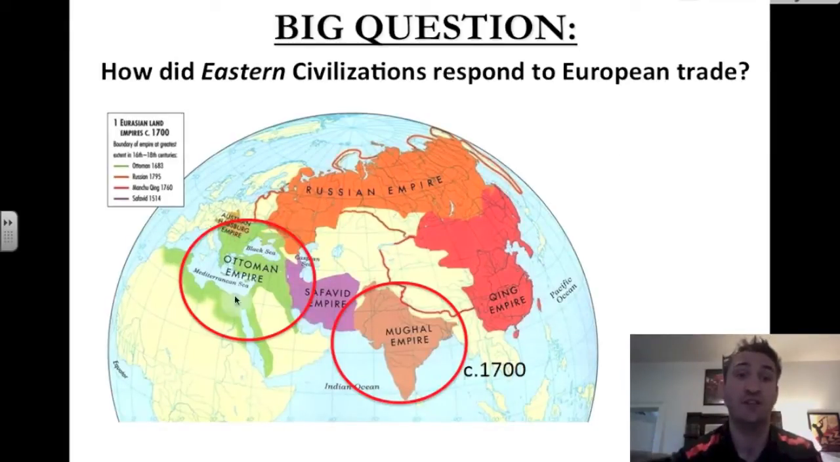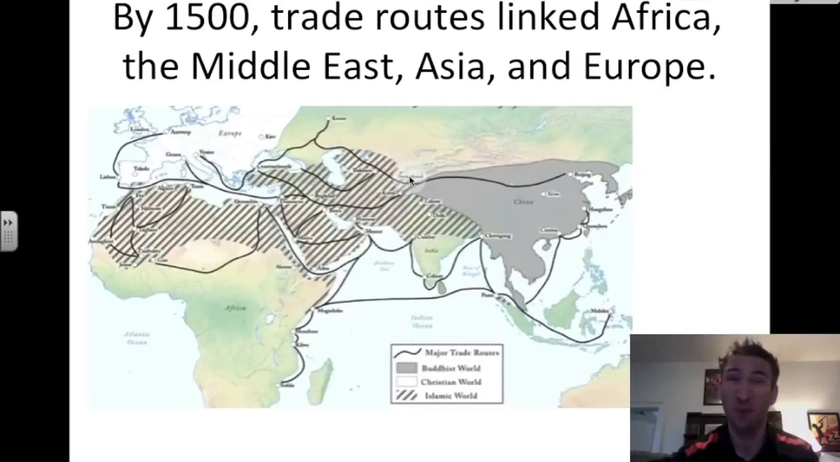And as you see, the Ottoman Empire of the Middle East and the Mughal Empire of India are the two empires we will be talking about. Before we talk about the East, it's important to point out how the East and West connected with each other. It wasn't Columbus that started the trade routes in 1492. There were trade routes in place that linked Africa, the Middle East, Asia, and Europe for centuries.